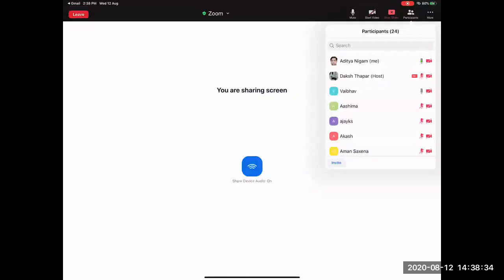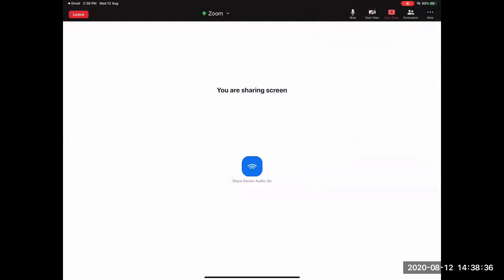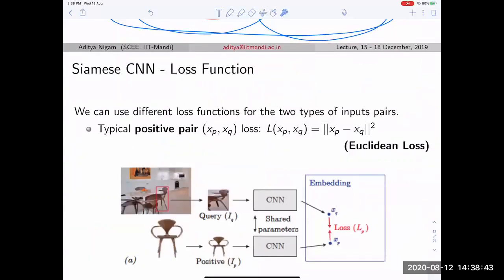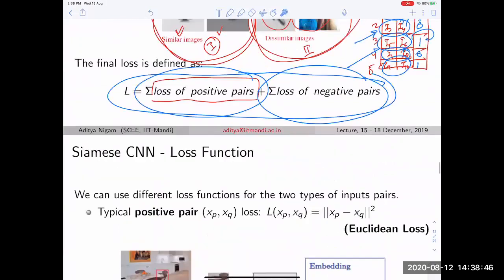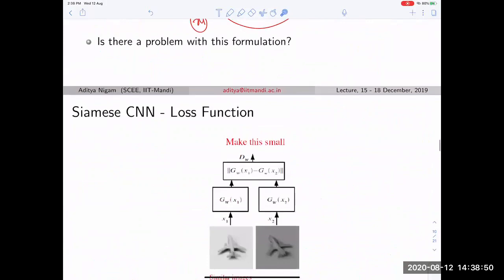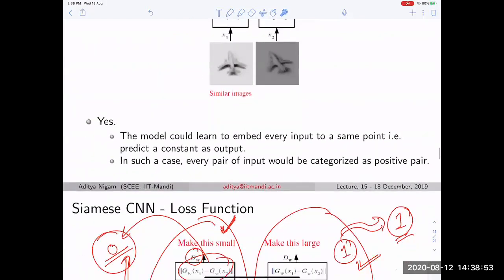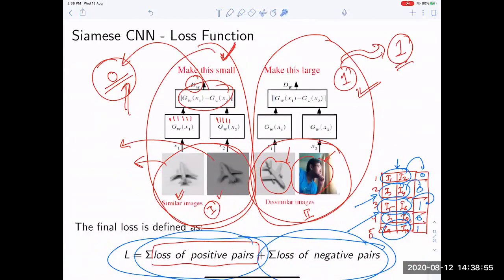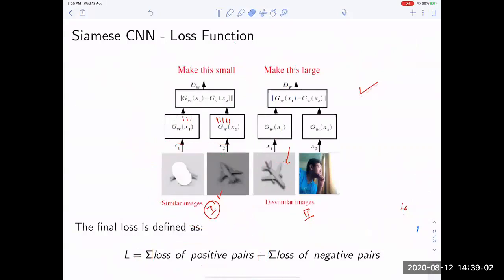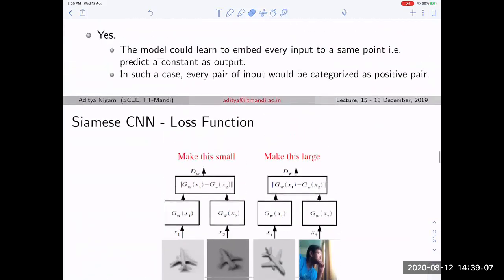Anyone can tell? Sir, standard Siamese CNN. Here, right? No, above. The loss function. Yes, sir. Before this. You haven't written anything at that time. Yes, sir.